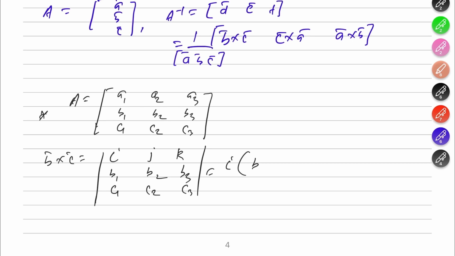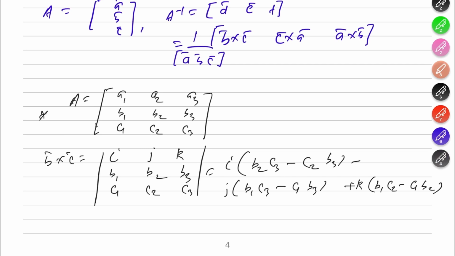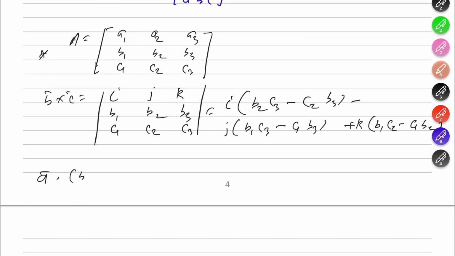This is I times B2 C3 minus C2 B3, minus J times B1 C3 minus C1 B3, plus K times B1 C2 minus C1 B2. This is the B cross C. What is A dot B cross C? The scalar triple product. You know that this is nothing but the determinant of A1, A2, A3, B1, B2, B3, C1, C2, C3.